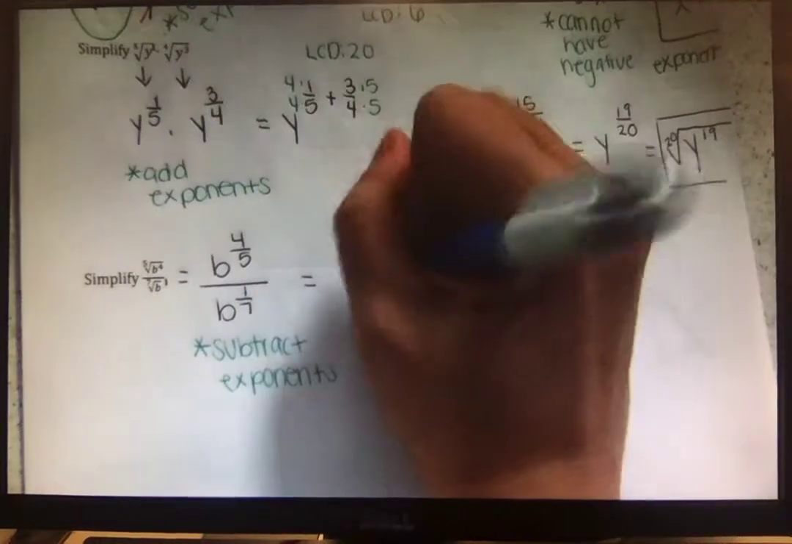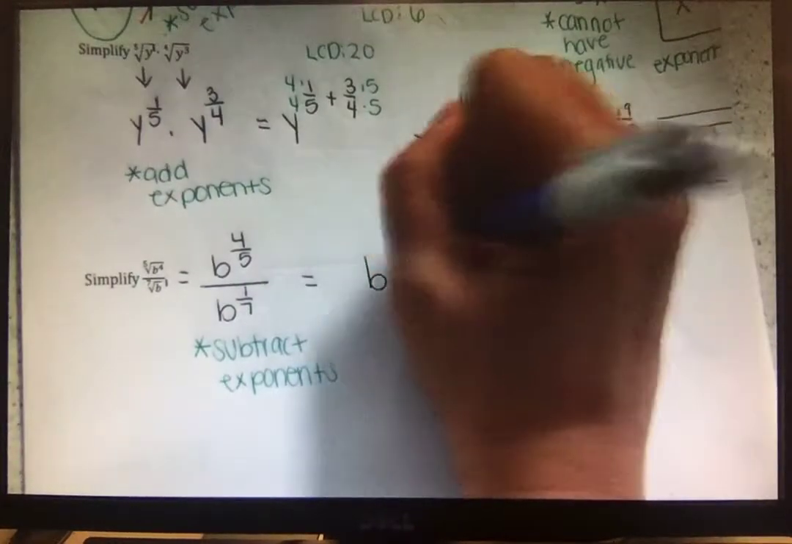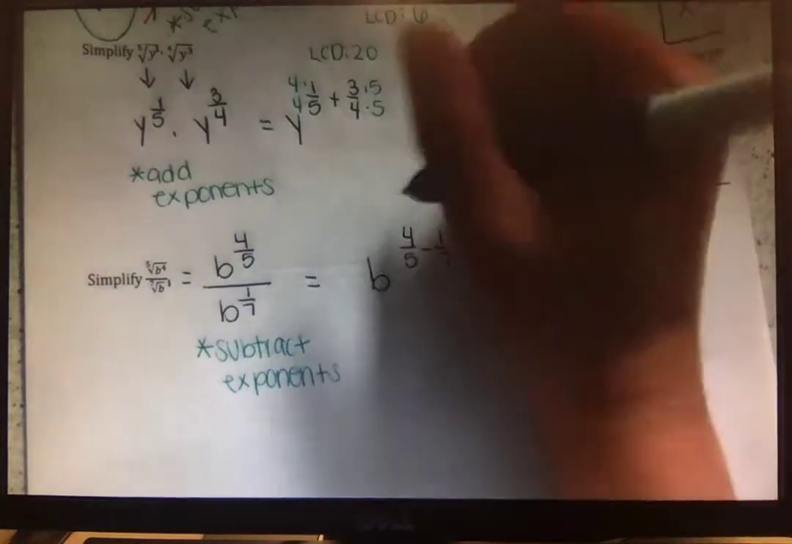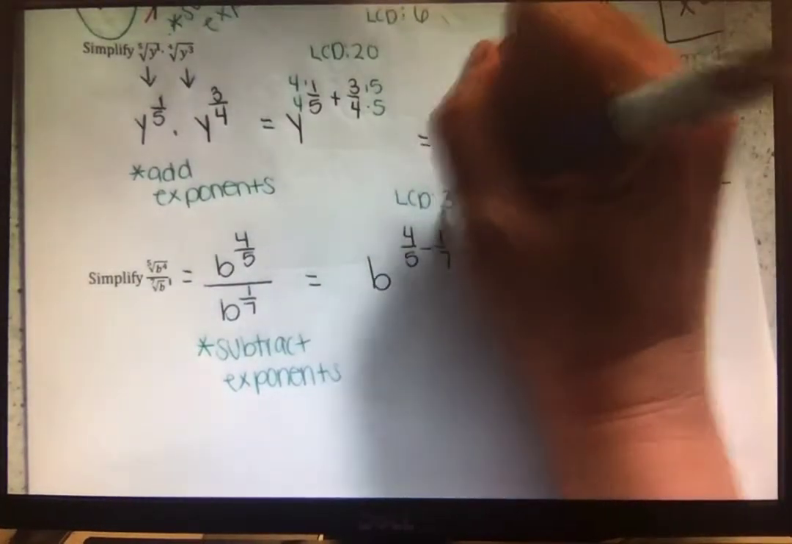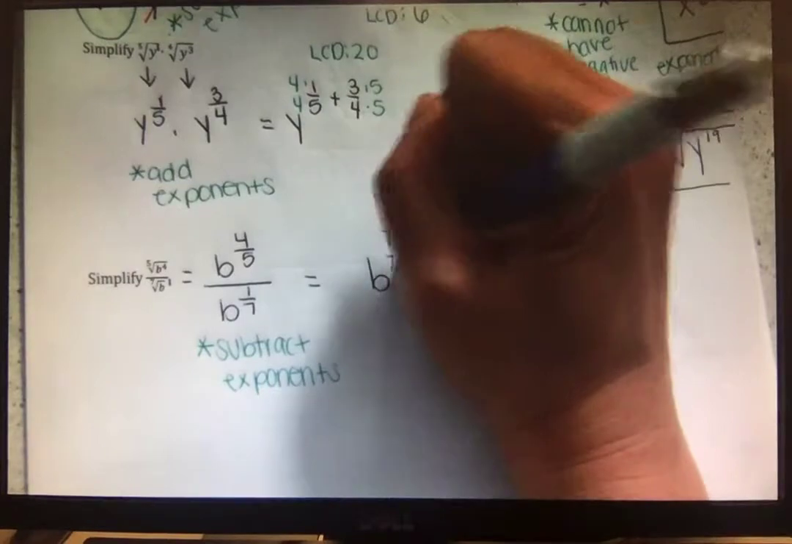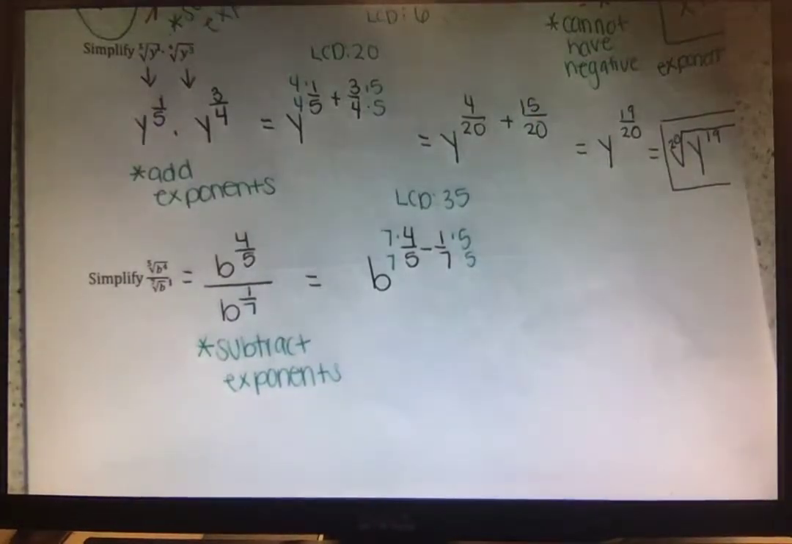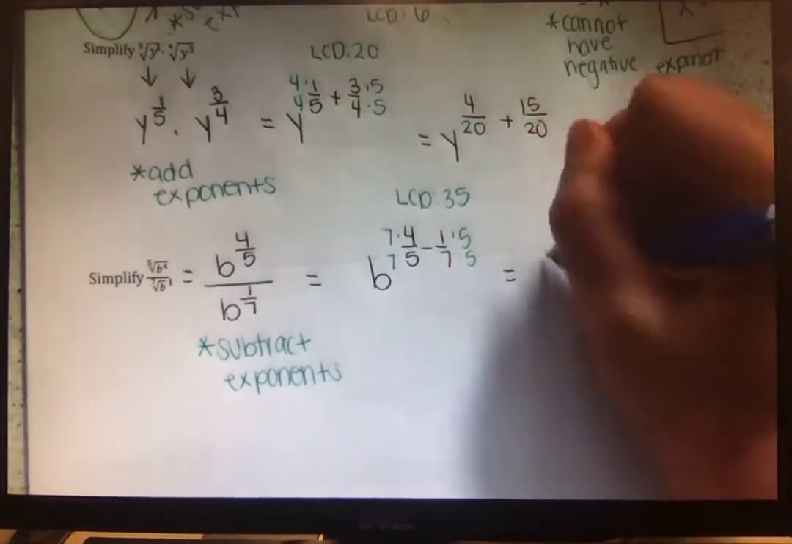So we have b to the 4/5 minus 1/7. Again, we have to get an LCD, which in this case should be 35. So this fraction is missing a 7 in order to make the denominator 35. The second fraction is missing a 5 to make the denominator 35. So we're left over with b.